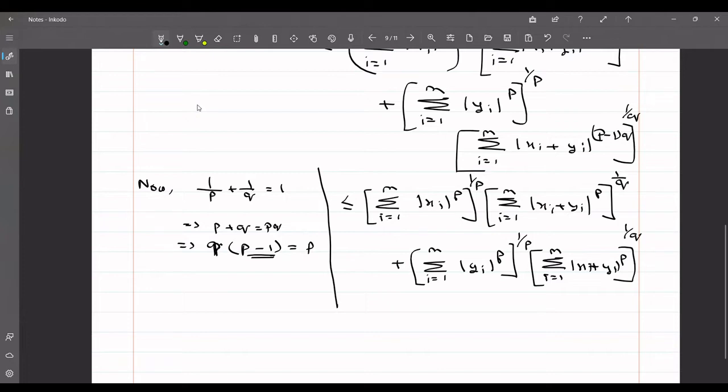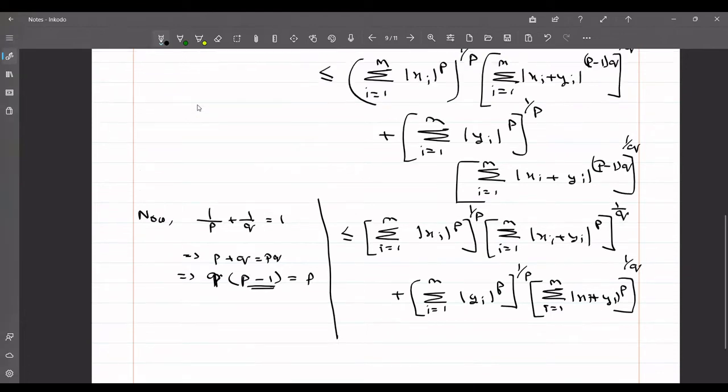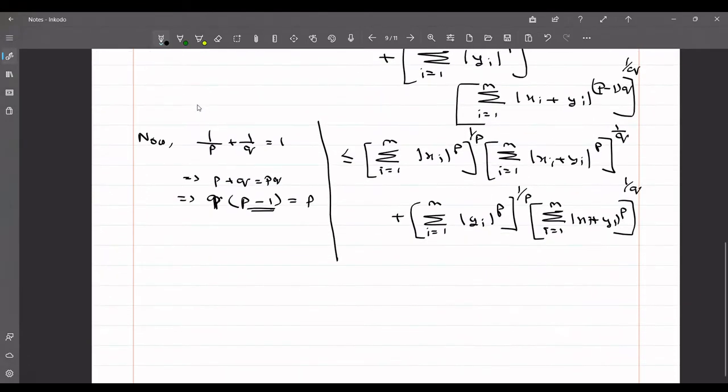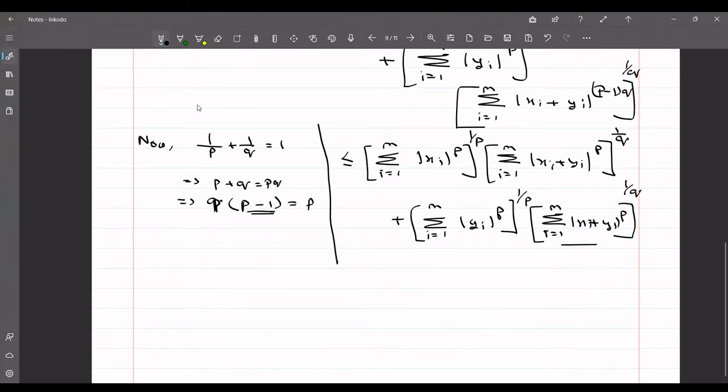Now we do one thing. Now we divide both the sides with this. Okay, so we can have it like this: summation i equals 1 to n, mod of xi plus yi to the power p, whole to the power... So if I divide using this, what will I have? 1 minus 1 over q, right? This is what I have.